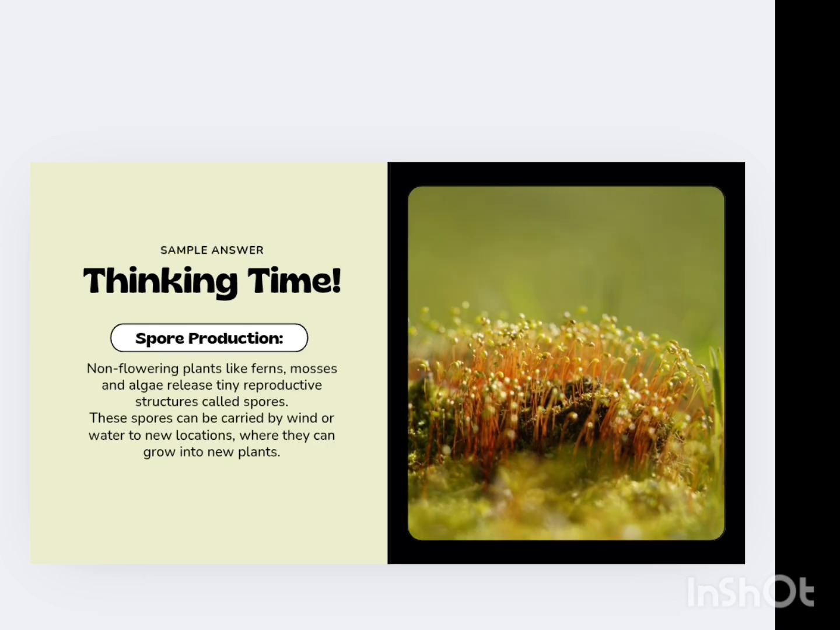What happens in plants which do not bear any type of flower, which we know as gymnosperms? It's simple. They reproduce by spore production. Non-flowering plants like ferns, mosses, and algae release tiny reproductive structures called spores. These spores can be carried by wind or water to a new location where they can grow into a new plant according to favorable conditions.